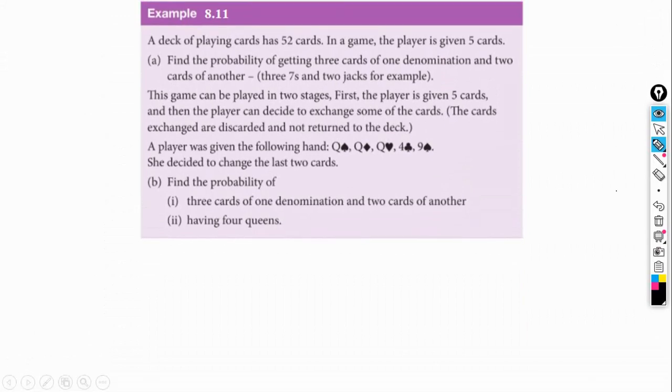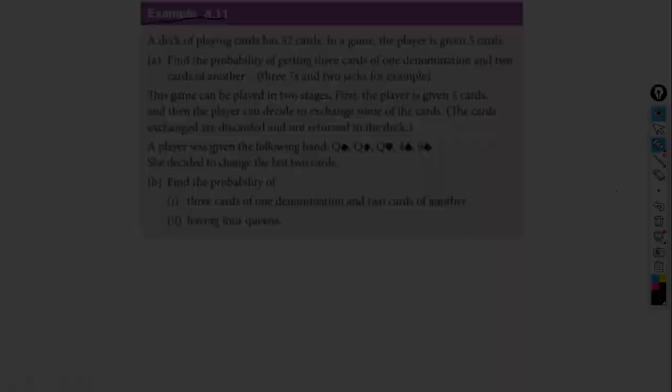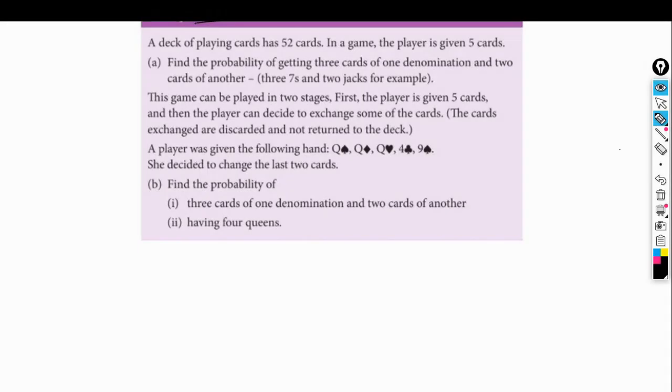So we will finish this video by going over example 8.11. It says, a deck of playing cards has 52 cards. In a game, the player is given 5 cards. Notice that that right there is the sample space for this problem, which would be all the possible outcomes of picking 5 cards from a group of 52. So that's 52 combination 5.